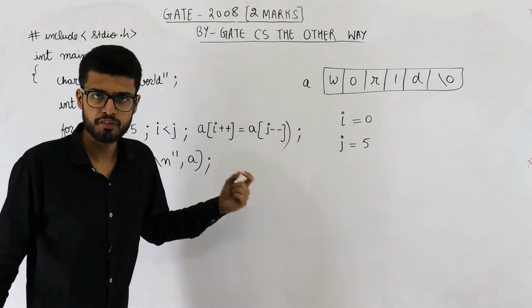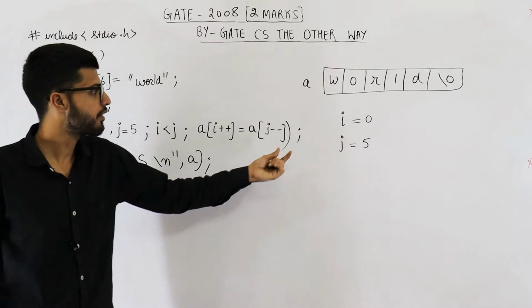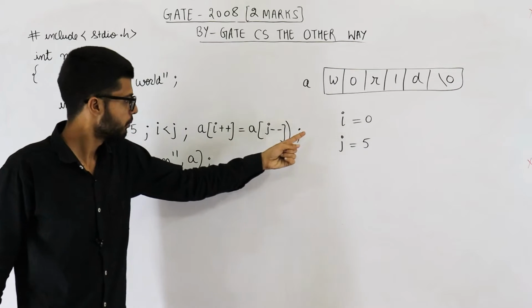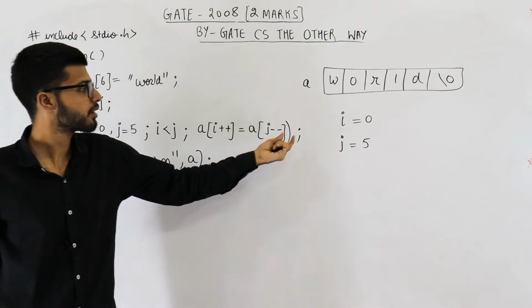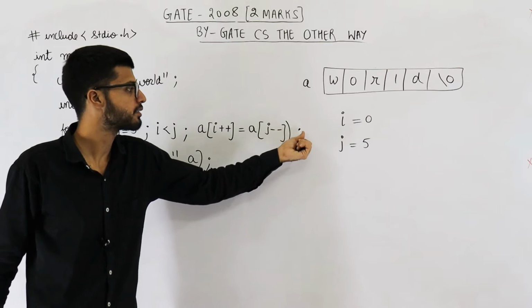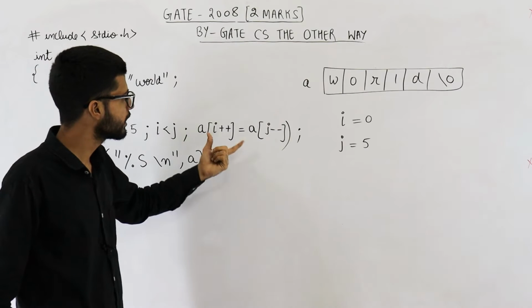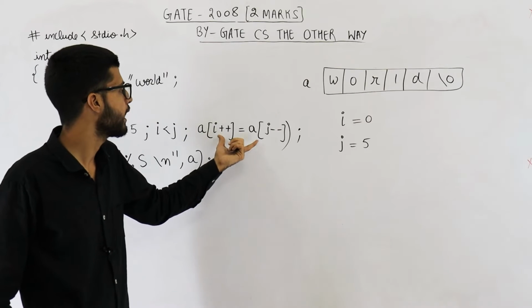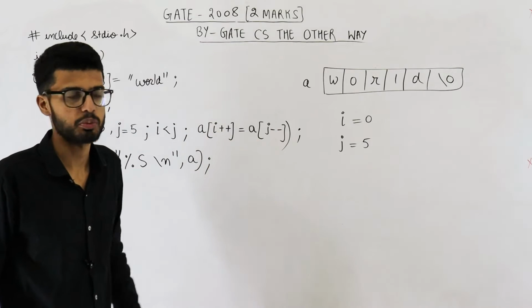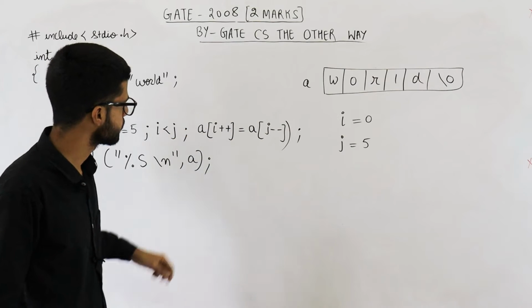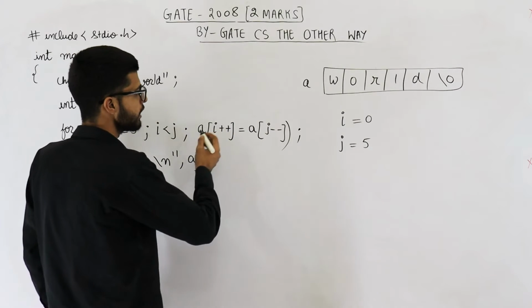Yeah, 0 is less than 5, so the condition is true. That means we have to execute the body of loop. But for this for loop, there is no body. We have directly written a semicolon. That means body of this loop is not present. So you can simply skip the body of loop and come to the update expression. So execute this.